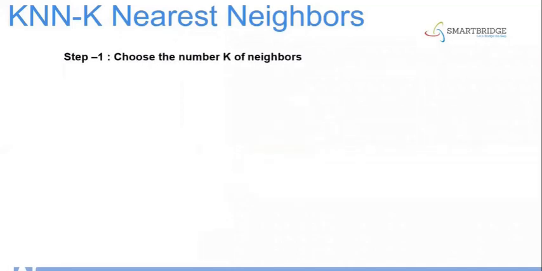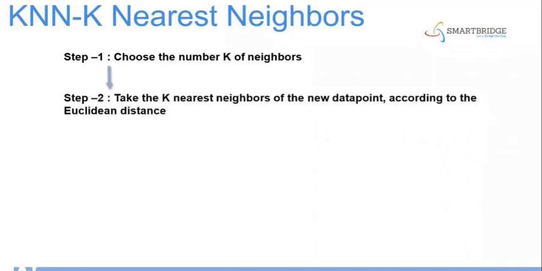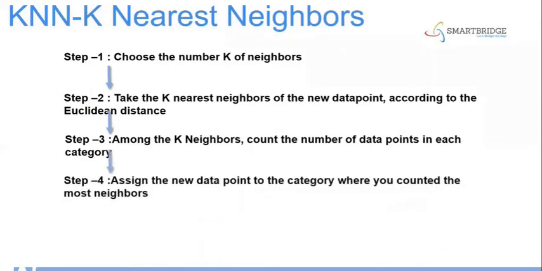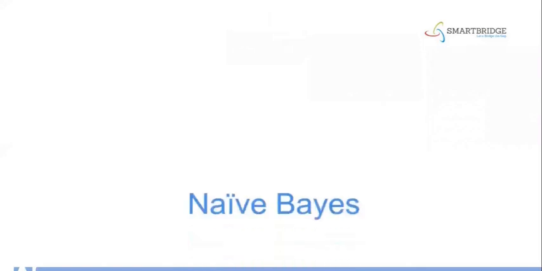So first in KNN, you have to choose the number of neighbors, and then you have to take the k nearest neighbors of the data point according to the Euclidean distance. It could be any distance, Euclidean or Manhattan or anything. Among the k neighbors, count the number of data points in each category and assign the new data point to the category where you counted the most neighbors. Then your model is ready.